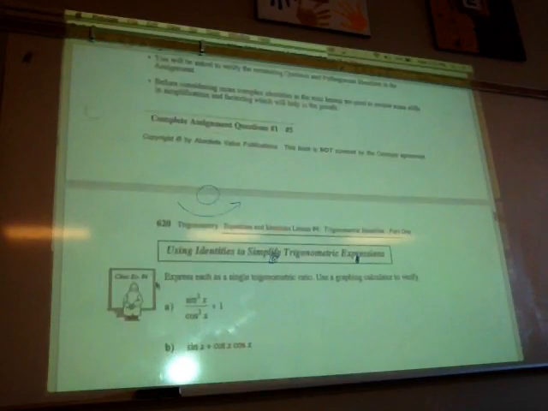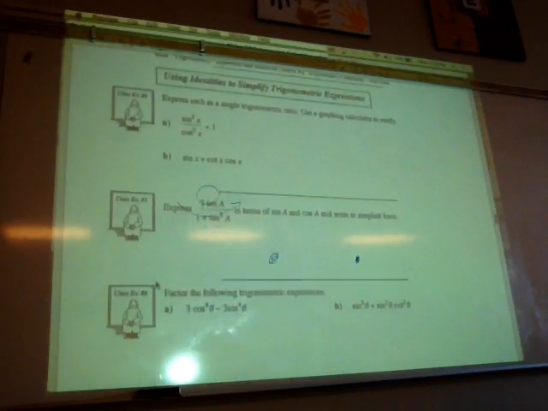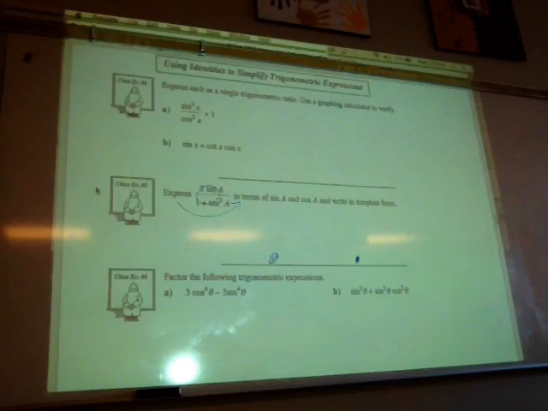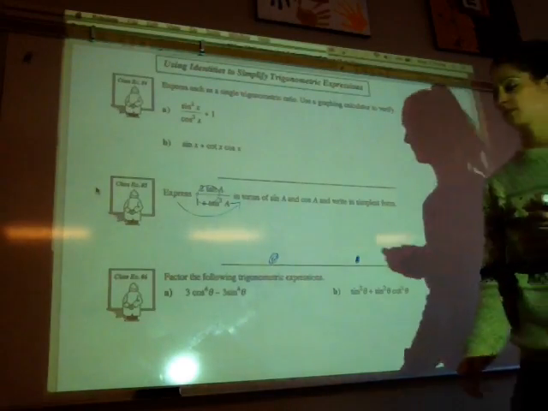So next class we're going to be looking at more complex identities, but we're just going to be simplifying a few cases so that you guys are nice and warmed up for tomorrow.